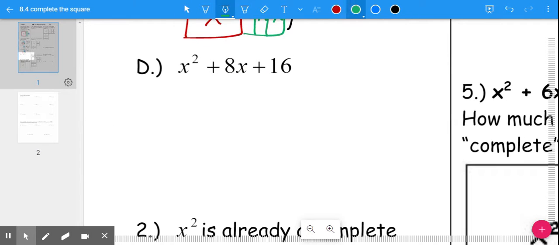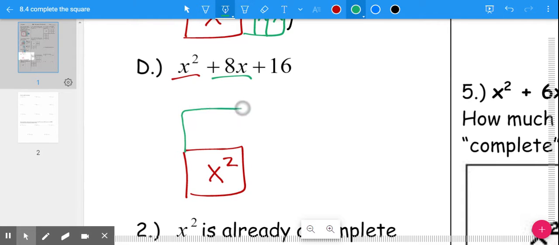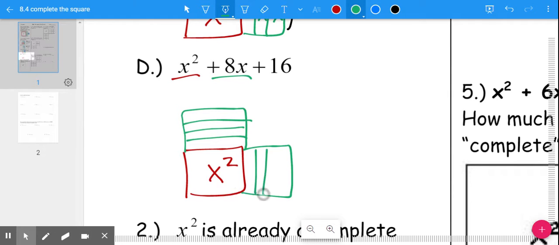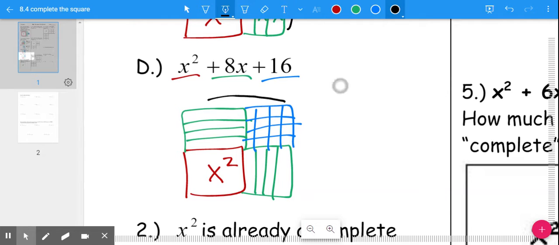So this one, our last one, we have an x squared. This time we are adding 8 x's. So I'm going to add 4 of them at the top and 4 of them at the right. And then we have 16 ones. So when we look at the top and look at the right, we have an x and 4. So x and 4. This side is also x and 4. So x and 4 squared. X plus 4 squared.